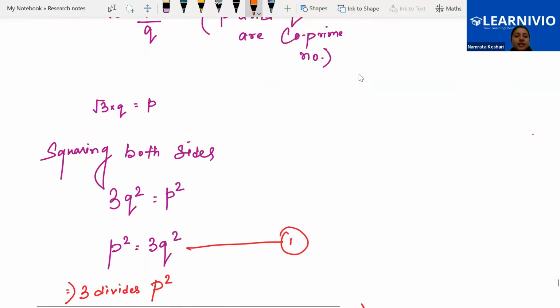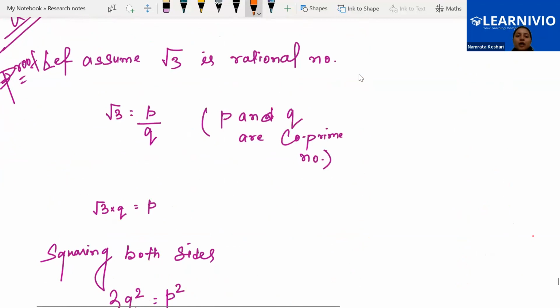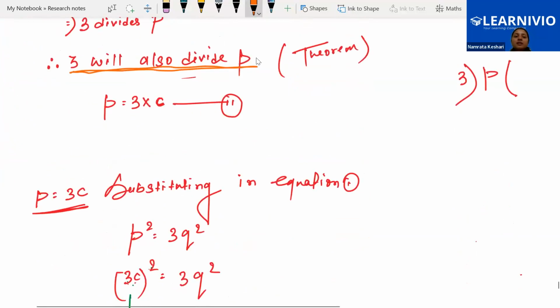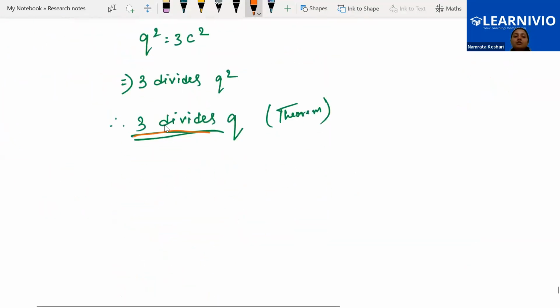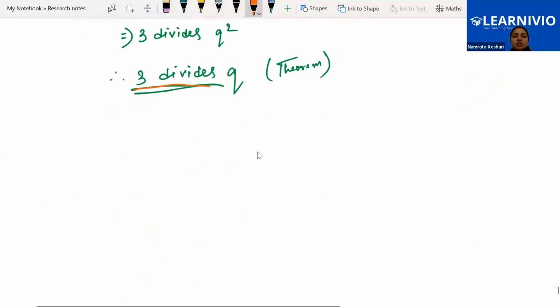But initially we took the consideration that P and Q are co-prime numbers. Co-prime numbers means there is no number which can divide P as well as Q, apart from 1. But here we ended up getting 3 divides P, see the underlined part, and we also got 3 divides Q. Hence our assumption, here we will write, but P and Q are co-prime numbers.